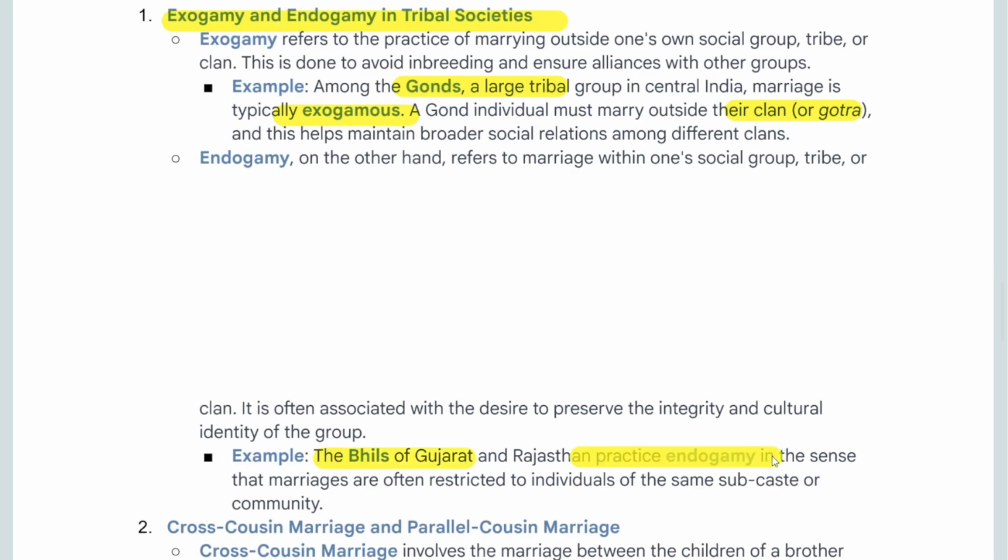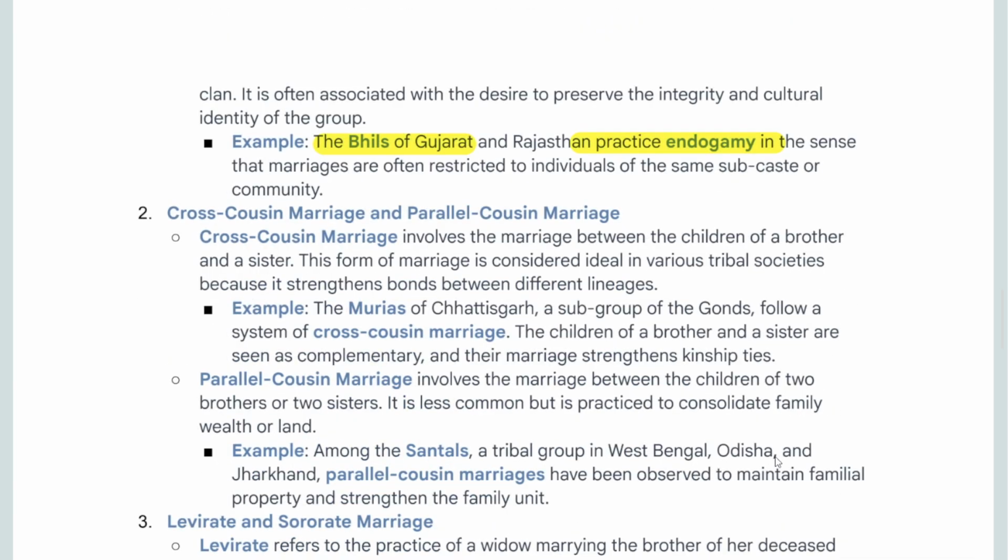Endogamy, marrying in. The Bhils of Gujarat and Rajasthan often restrict marriage to their own subcaste, which preserves their specific cultural identity. Right. Then the cousin marriages. Cross-cousin marriage, remember? Child of parents' opposite-sex siblings. Often seen as ideal for strengthening lineage bonds. The Murias, a Gond subgroup in Chhattisgarh, prefer cross-cousins. It maintains lineage continuity, avoids inbreeding. Strategic. Very. Parallel cousin marriage, child of parents' same-sex siblings. Less common, but used sometimes to keep family wealth or land tightly held. Seen among some Santals.